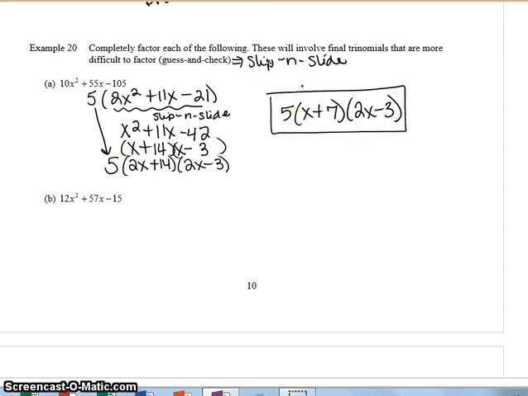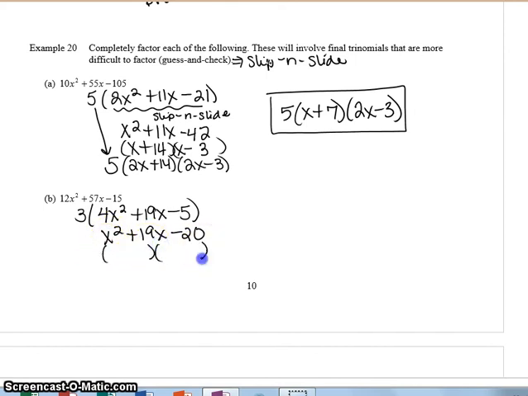Okay. Next one, GCF out a 3 first. So if I take out a 3, I'm left with 4x squared plus 19x minus 5. Okay, leading coefficient's 4. So what I'm going to do is I'm going to slip and slide that. So it's going to be x squared plus 19x minus 20. Okay, because 4 times negative 5 is minus 20.